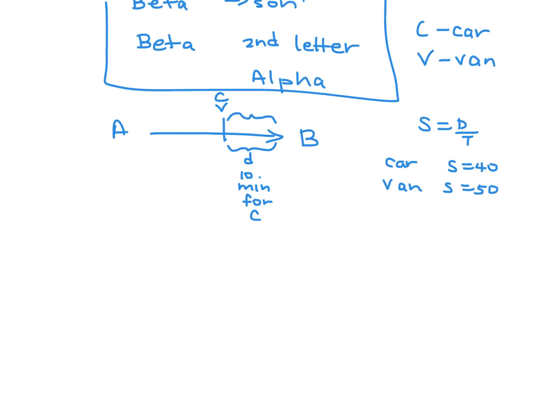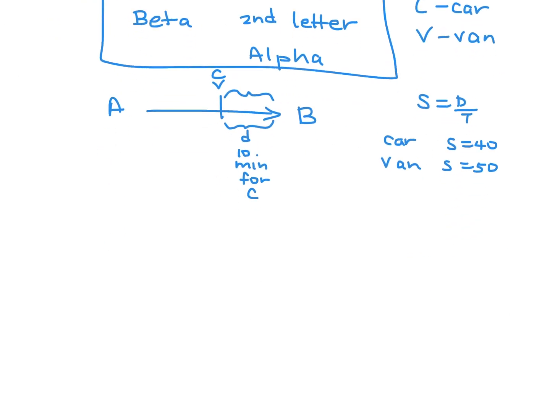So let's do that. Let's see here. So for the car, it's going to be speed is equal to distance over time. And the speed is 40, and the distance is d. We don't know the distance yet, but the time is 10 minutes, but we have to convert that to hours, so it'd be 1 over 6. So that means the distance is 40 over 6.